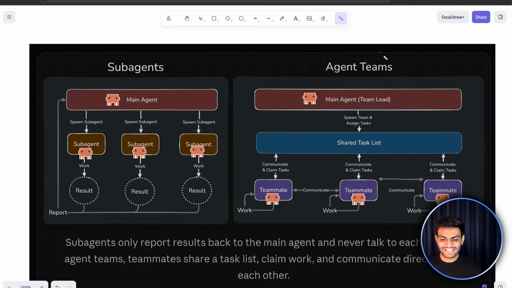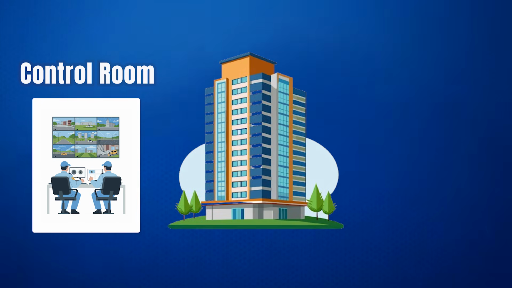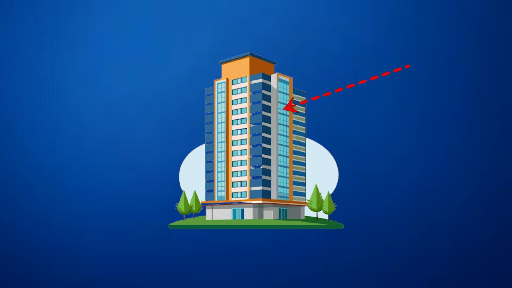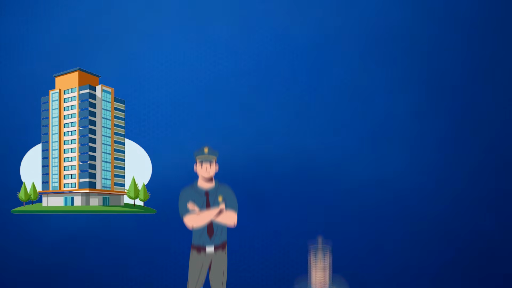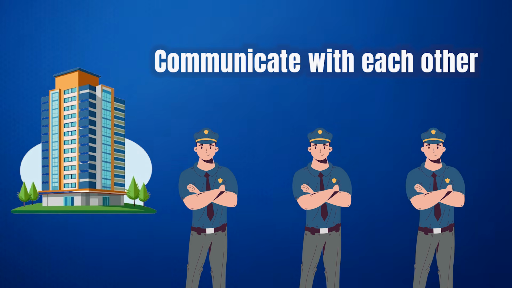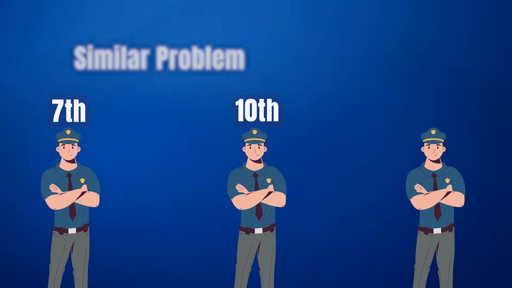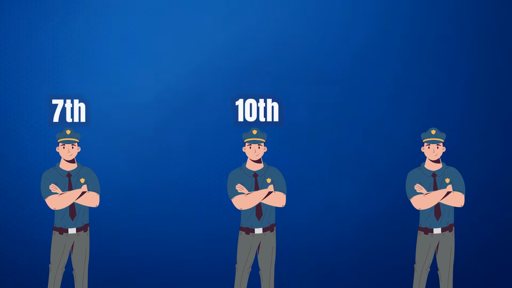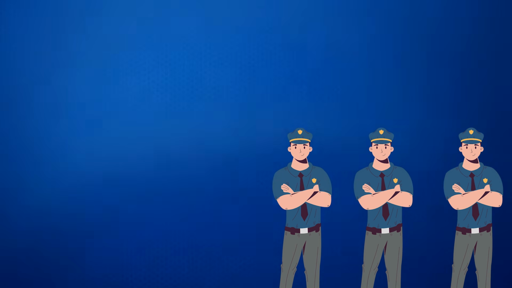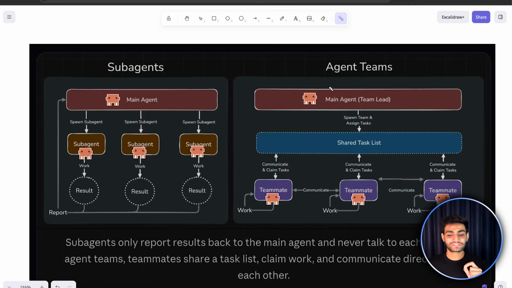So now let's understand the agent team. Agent team is a full upgrade. Let's come back to the same example of the control room. You are sitting in the control room watching through the cameras, and there are multiple problems going on: one on the 10th floor, one on the 9th floor, one on the 7th floor. Now you send multiple guards out there. Each guard has its own context and memory, and they can communicate with each other. Let's say, for example, the 7th floor guard and the 10th floor guard have a similar problem. They communicate with each other and solve the problem together. And at the end, all the guards come to you and report what happened. That's exactly what happens in the agent team.